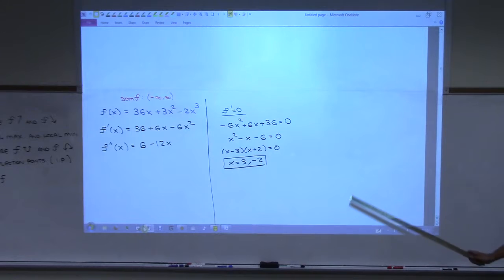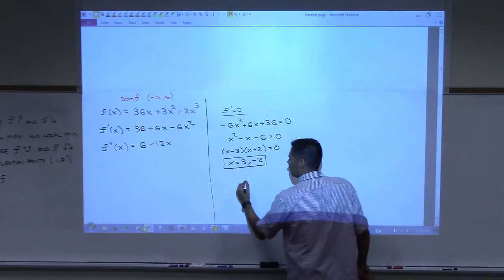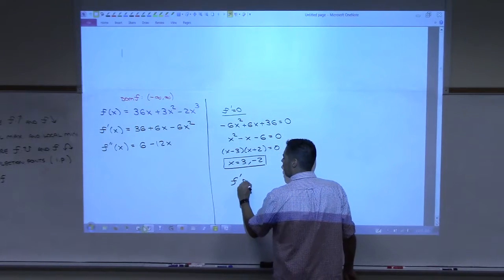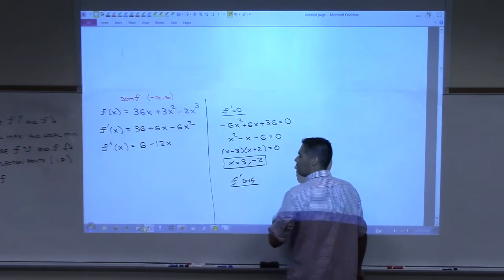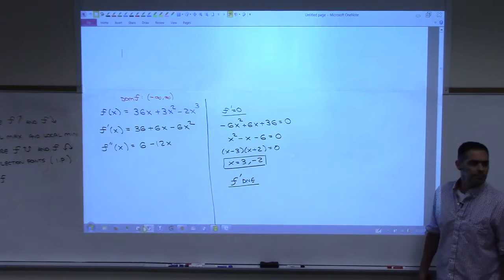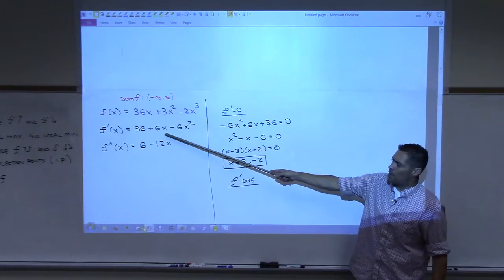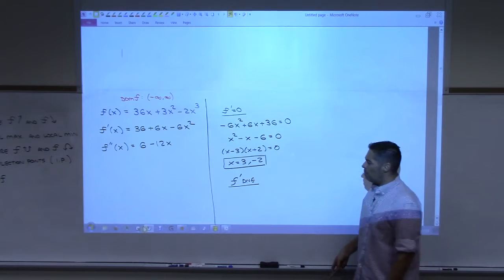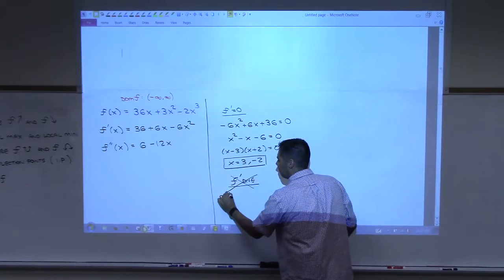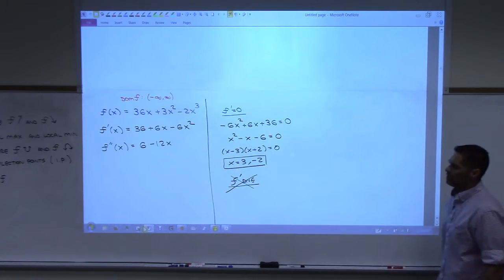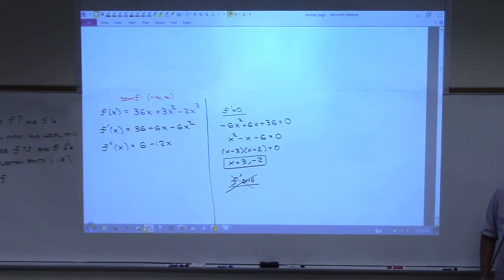All right, what else do I need to look for when it comes to these critical numbers? Yeah, does the derivative ever not exist? Yeah, it's a polynomial. The derivative is a polynomial. That's a well-behaved function, a well-defined function. That's not going to happen. But I have to consider it, right? I have to remember to not forget, right?